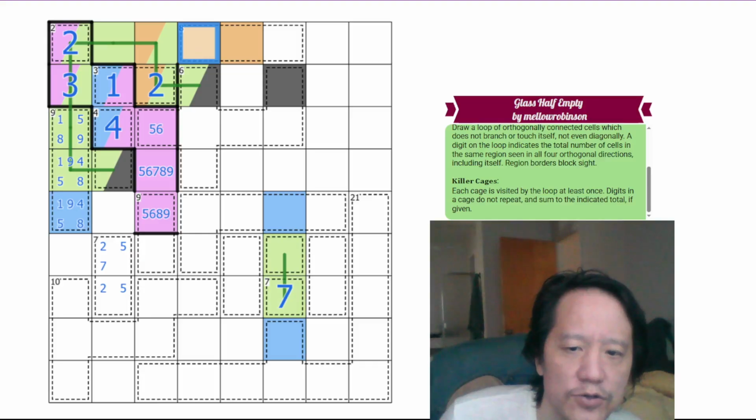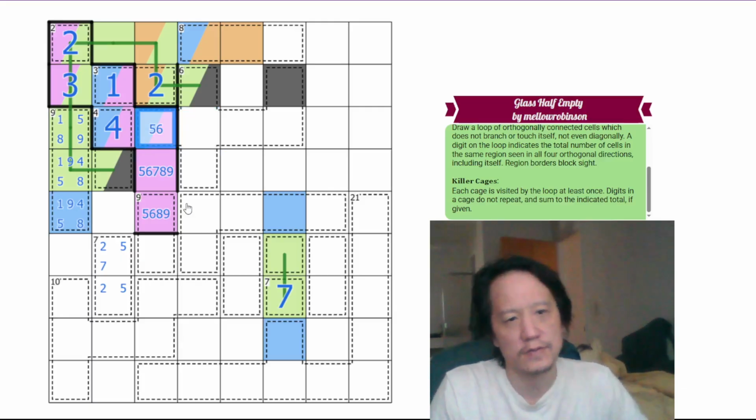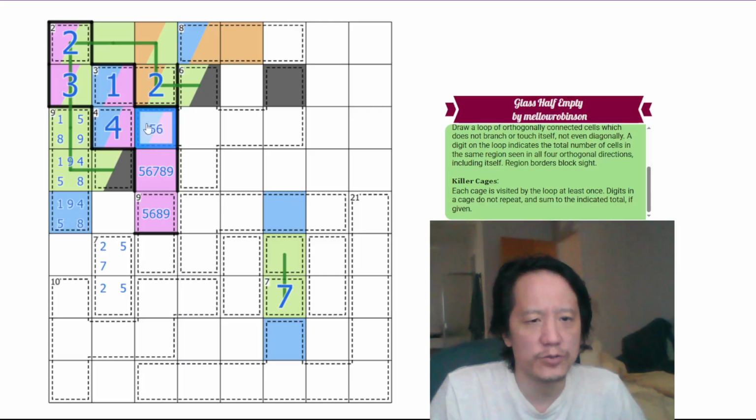This can't be on the loop because it would be touching itself then. It couldn't be on the loop anyways because of the digit there. This sees 3, so this cannot be on the loop either. This could see multiple ones, so this has to go this way, which means it's on the loop.